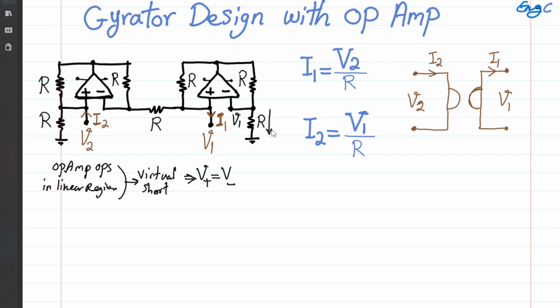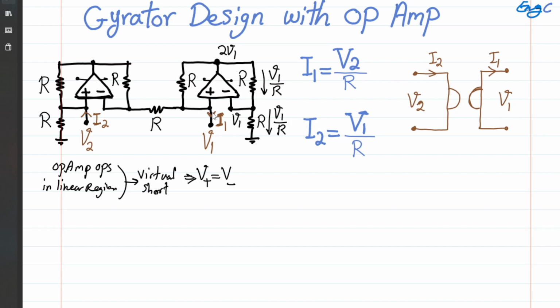The nice thing is, if this node is V1, I can determine the current that is going through R. That current is simply V1 over R. Since nothing can flow through the input terminal of an ideal op-amp because it has infinite impedance, that same current going through R should go through this R as well. So this current is also V1 over R. As a result, this voltage here should be 2 times V1. That current goes through these two resistors in series and generates 2 times V1 at this point.